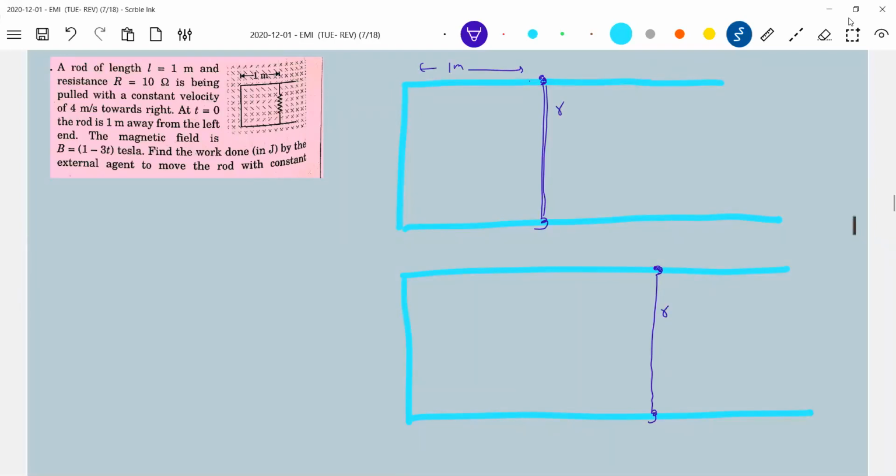So this will be at t equals 0. It is moved with a constant speed, so this distance should be 1 plus Vt. And in fact, B is varying with time. So what about the flux linking this? The flux linking this should be equal to B into the area of the loop at any time.